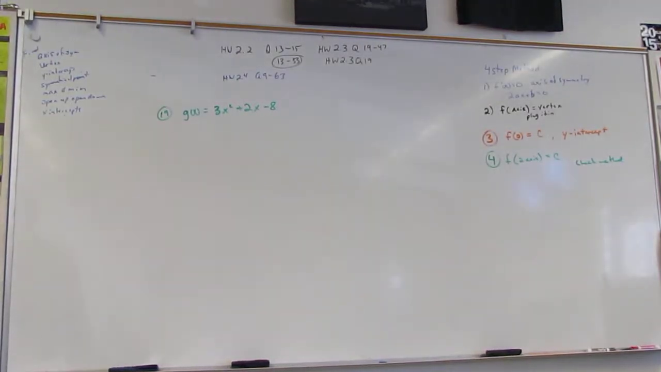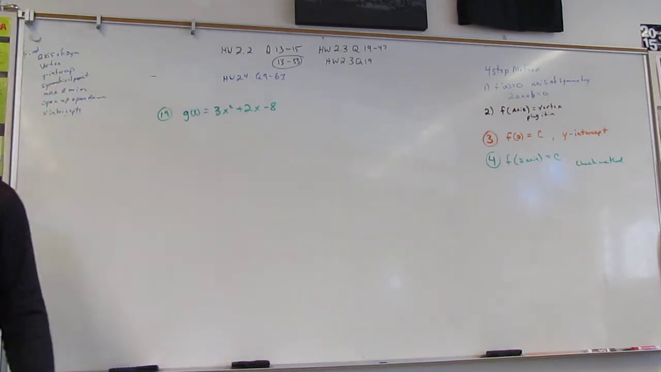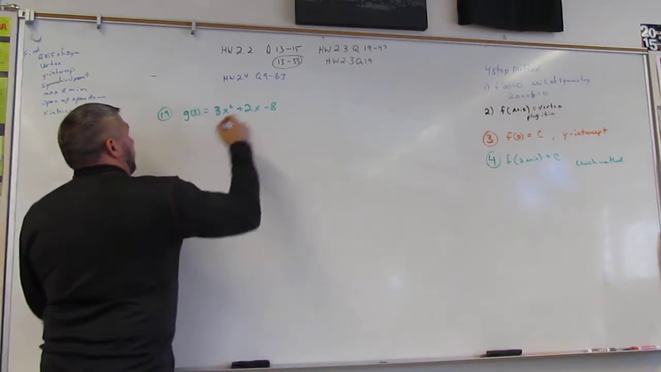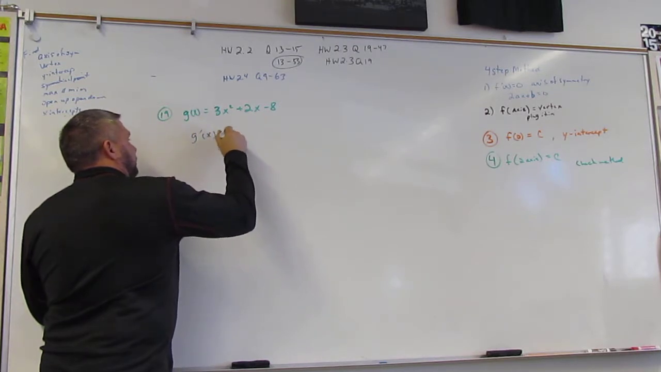Here we go. Number 19, 2.2. All right, so the first step is what I call the derivative. Well, it's not what I call it, it's what we call it in calculus. And the derivative is g prime of x.